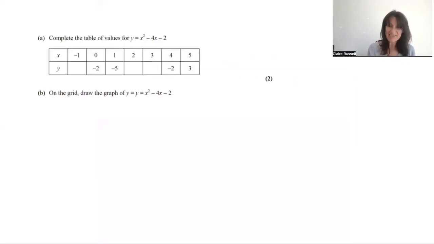All right, next question. Now, this one does say on the grid draw, but obviously we're on a computer, so you don't have the grid. Now, feel free to just sketch a kind of freehand of how you think that will look, or take the time to pull together an accurate graph, but complete the table and press play when you're ready.